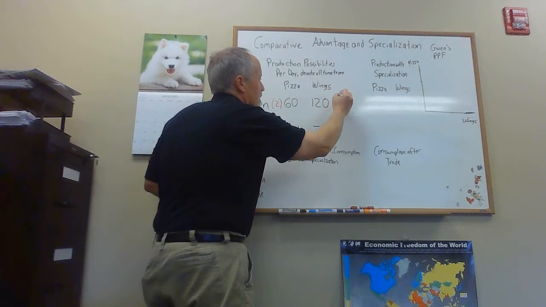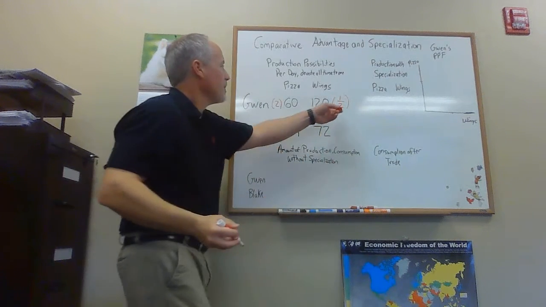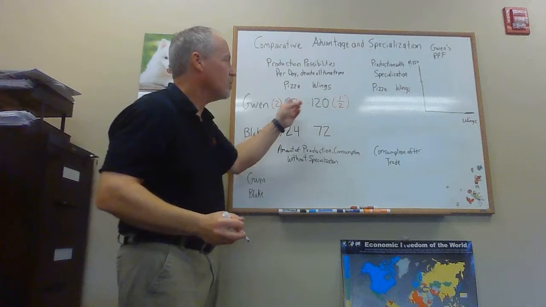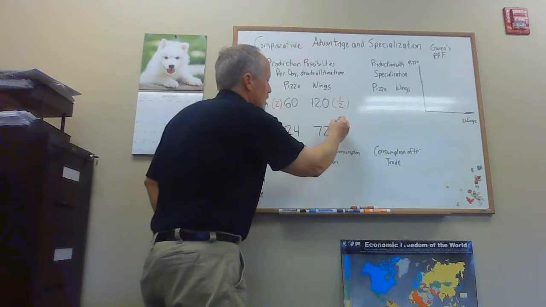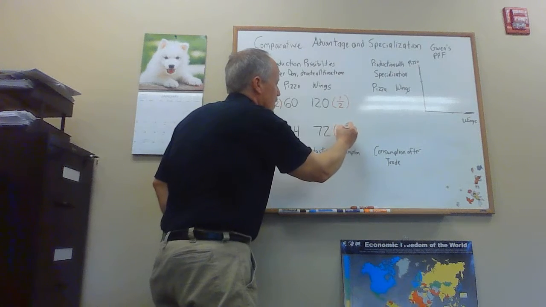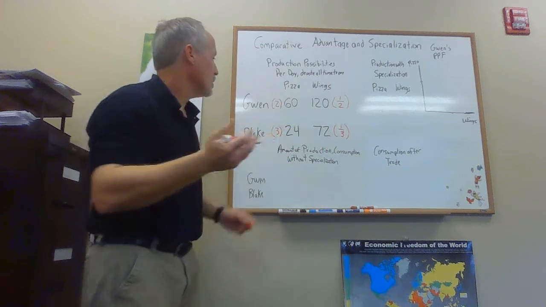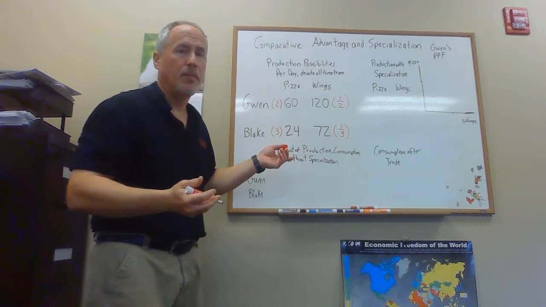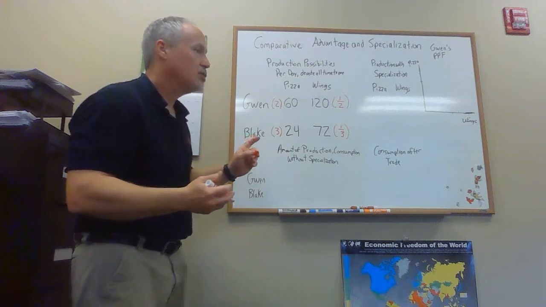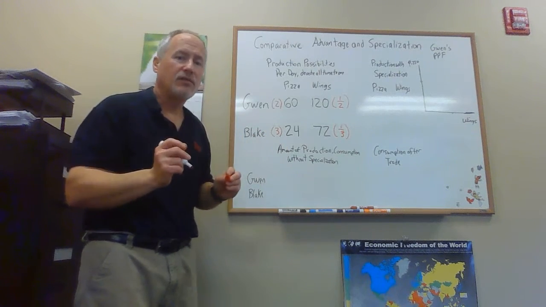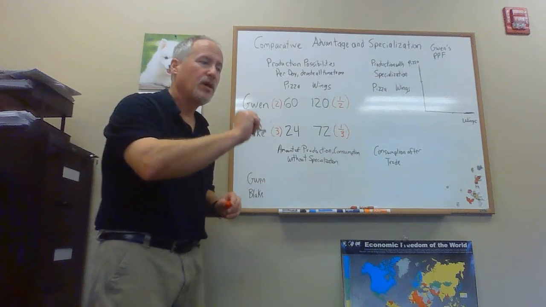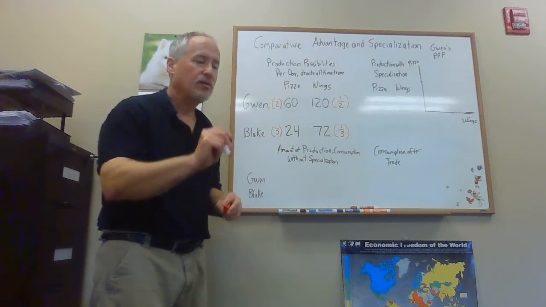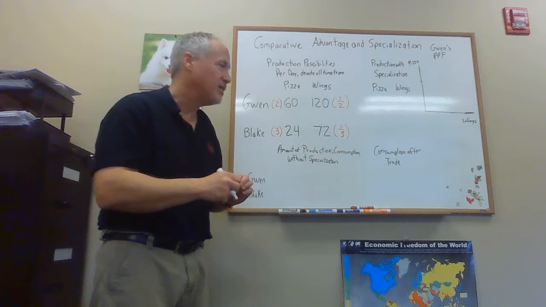Now, over here, the opportunity cost of wings is pizza. For Gwen, the opportunity cost of making a wing would be 1/2 of a pizza that she could have made in that time. For Blake, the opportunity cost of a wing is 1/3 of a pizza. These are the opportunity costs. For comparative or relative advantage, you look at the opportunity cost. The person with the lower opportunity cost has a comparative advantage.